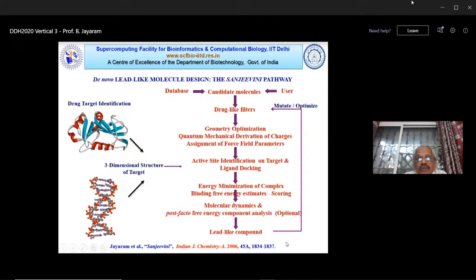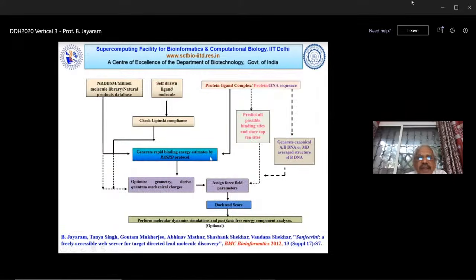Further on, we moved on, and then we added more utilities to this whole flow chart. So now in the Sanjeevani software, we have a non-redundant database of small molecules. We also have a million compound library. We have natural product database. More recently, we have included compounds from Indian medicinal plants. So even they are available. Now, the user, of course, can also do a self-drawing of the ligand molecule.